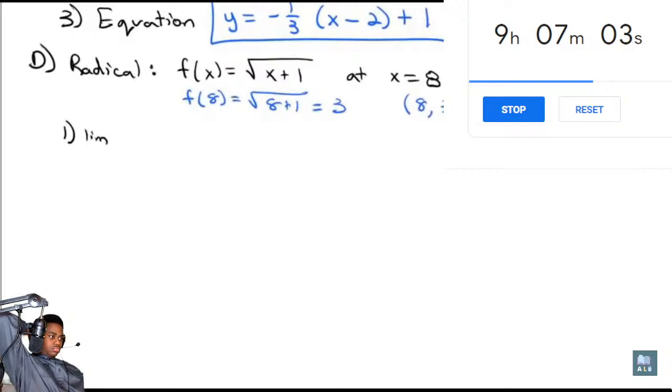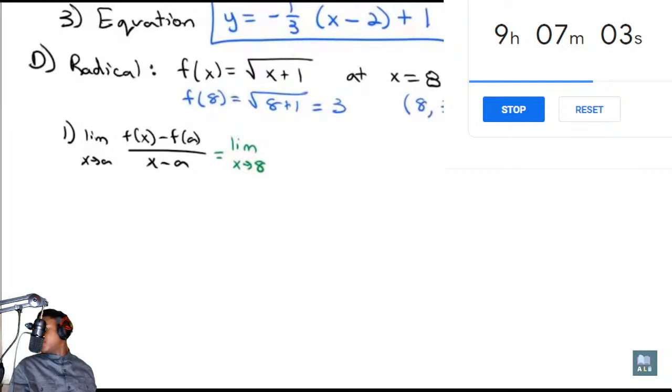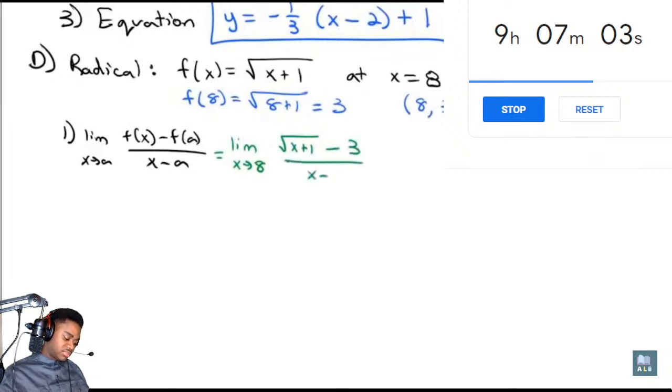The first is the limit as x approaches a of f of x minus f of a all over x minus a. So for our problem, the limit as x is going to an x-coordinate of 8 of f of x, which is the square root of x plus 1, minus f of a. And we just found out that f of 8 is 3, all over x minus a, which is 8.